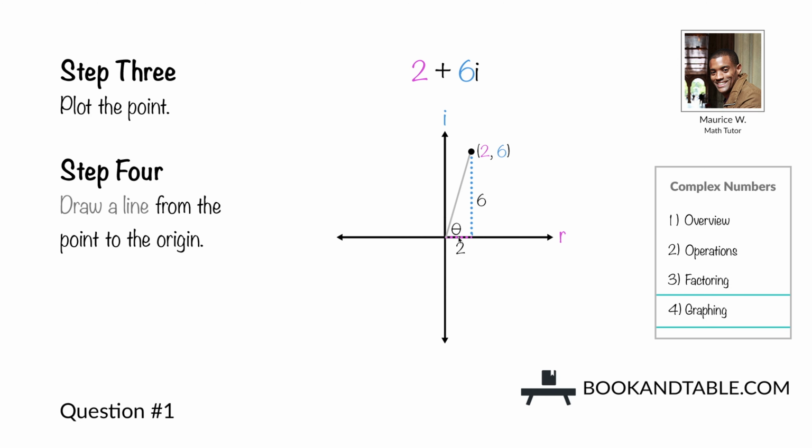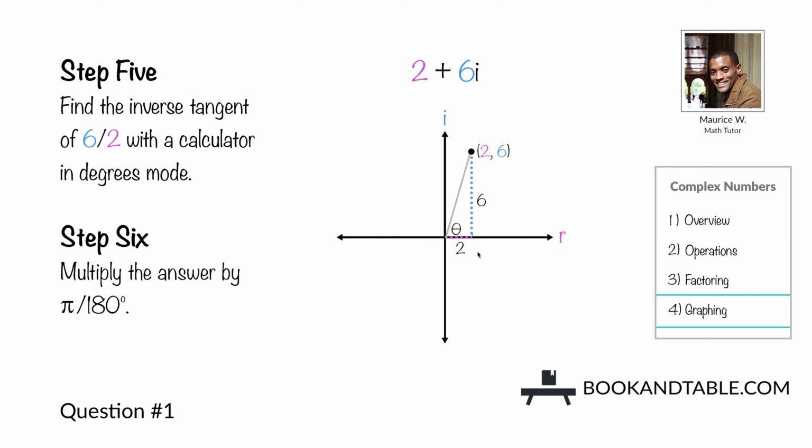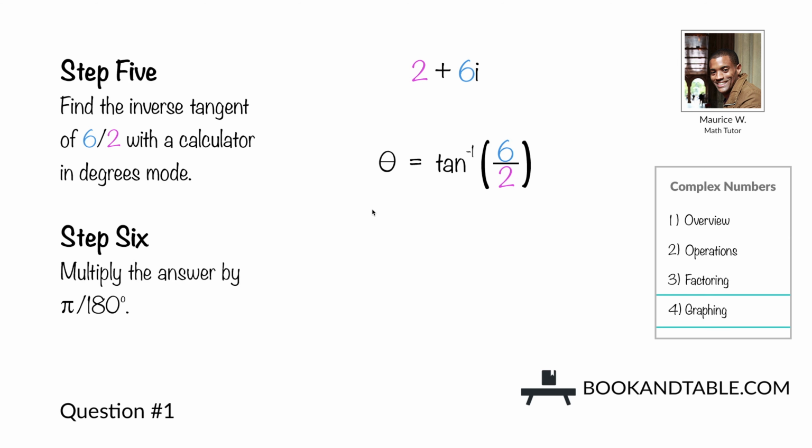So we create our right triangle that has an adjacent side equal to the real number, which is 2, and an opposite side equal to the imaginary number, which is 6. So now the 5th step, find the inverse tangent of the opposite over adjacent, which would be 6 over 2, with the calculator in degrees mode. So we get theta is equal to the inverse tangent of 6 over 2, which gives us theta is equal to 72 degrees.